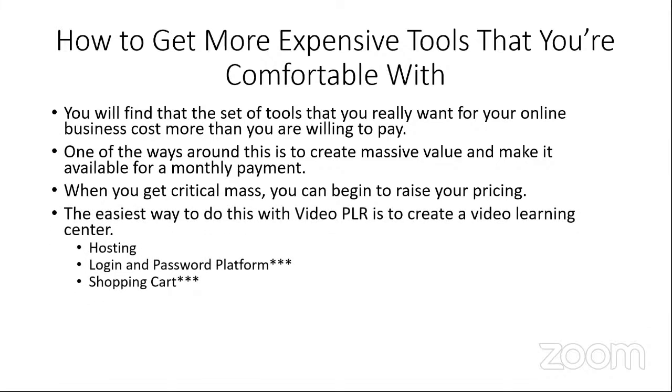Now, the easiest way you're going to do this, you're going to have video PLR. If you have our video PLR, you can do this. You got to create a video learning center. And that's the easiest way to create a continuity program, is to put your video courses into a video member area that people can get access to as long as you're paying your membership fee. Right. And so all you really need in order to do this, you got to have hosting. You got to have a login and password platform that locks people out if they stop paying, and you got to have a shopping cart. If you got those three things, you can put together a platform where you can sell a monthly membership.